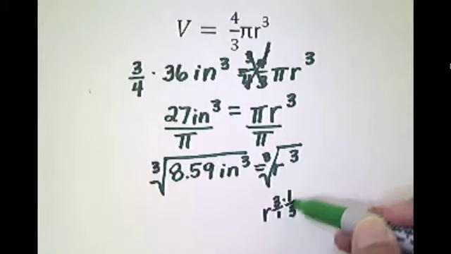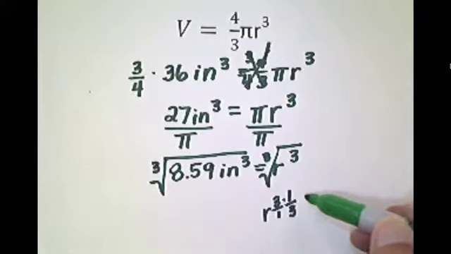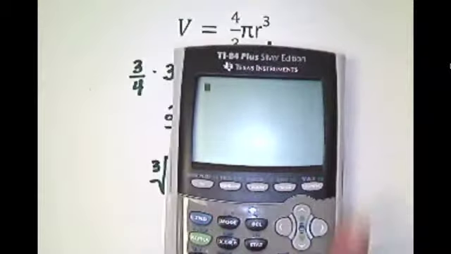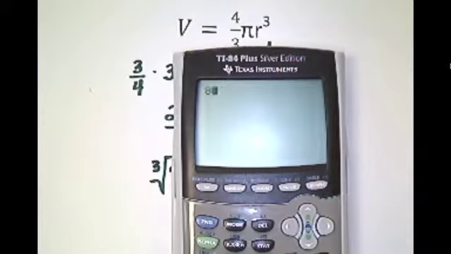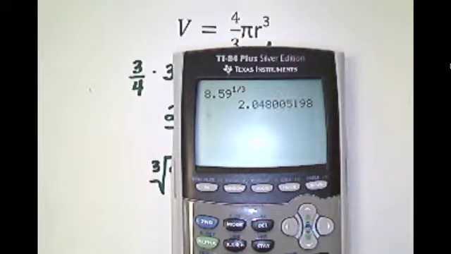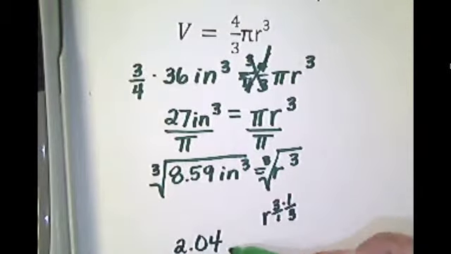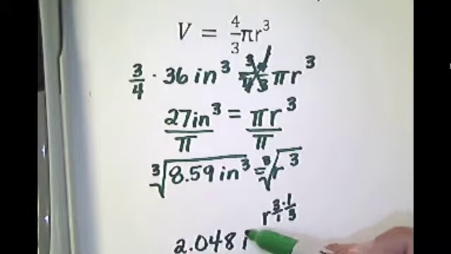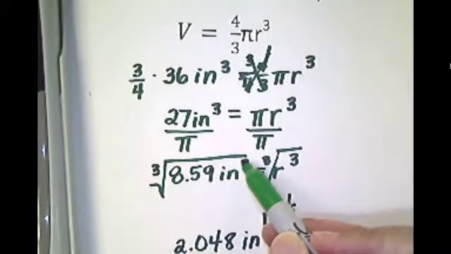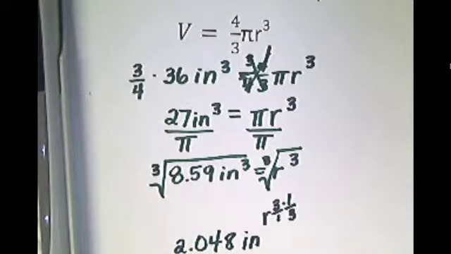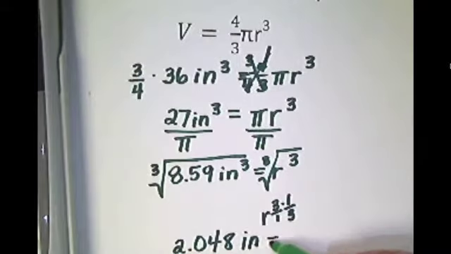Anytime you take a number and multiply it by its reciprocal, it's going to become 1. So in your calculator, when you want to take a cube root of something, you are going to take that number to the power of 1/3. So the cube root of that number is going to be 2.048 inches, because you are also taking the cube root of inches cubed. And that cube root times the power of 3 is going to be 1. So the radius is going to be 2.048 inches.